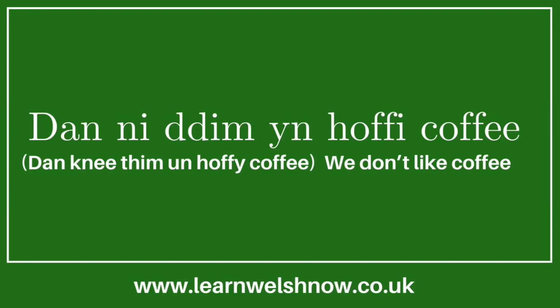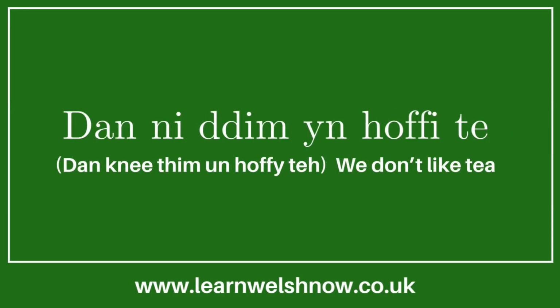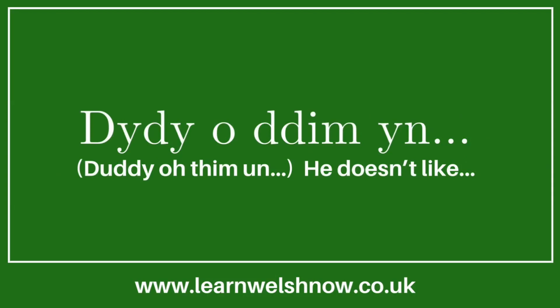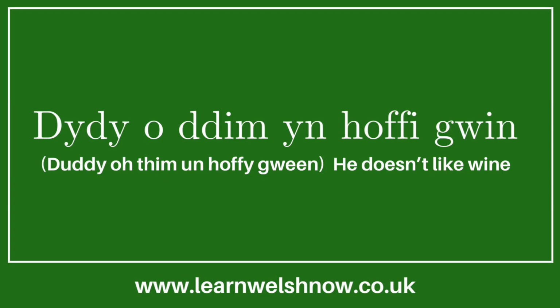So, we don't, dan ni ddim yn, followed by the rest of the sentence. Dan ni ddim yn hoffi te. We don't like tea. Let's move on. He doesn't is dydi o ddim yn. Let's add that to our don't like sentence. Dydi o ddim yn hoffi gwyn. He doesn't like wine.